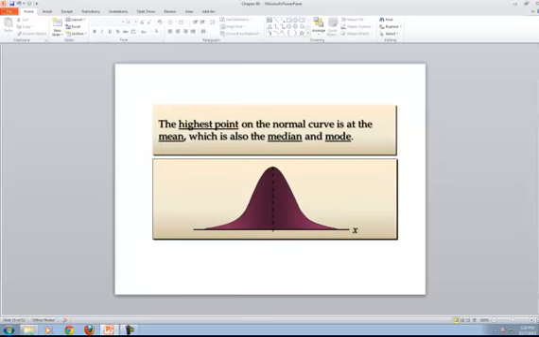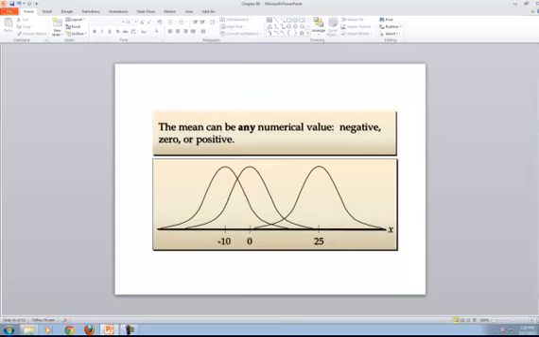The highest point on the normal curve is the mean, and it also happens to be the median and the mode. Please take a minute to think about that and its implications. The mean can be any value. It can be negative, 0, or positive.